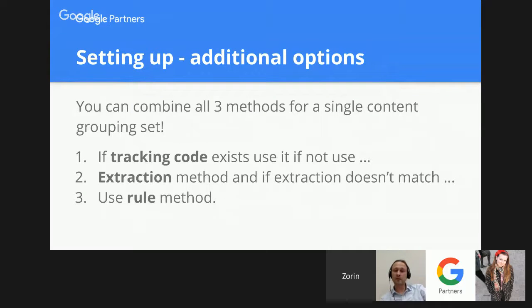Additional options. You can combine all of the 3 methods for a single content grouping set. So the logic when you are doing things like this is, if the tracking code exists, then the content group is going to be defined by this tracking code. If the tracking code information does not exist, the second priority is the extraction method. And if extraction doesn't match anything, so we have set a very closed extraction rule, and we do not find a match inside the extraction, then we will have an additional option to get Analytics to set the content group for that particular page if we can create a rule method. So it's not only that you can use one of these methods, you can always combine all of these methods.